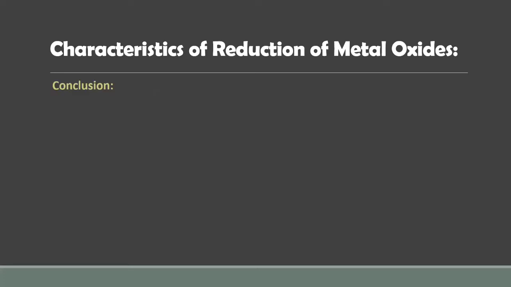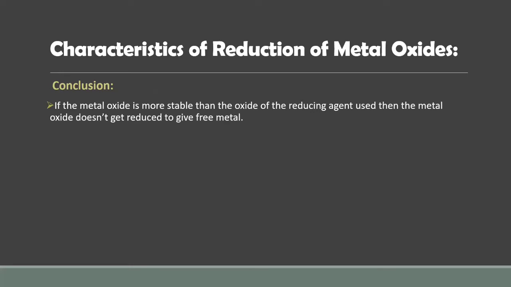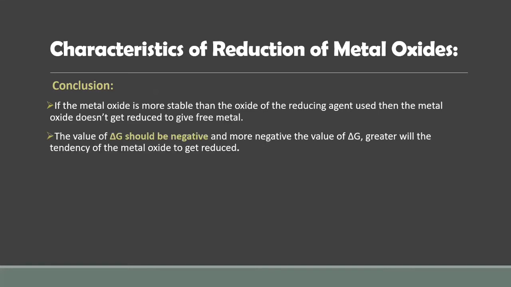So what can we conclude from the earlier reactions? We can say that if the metal oxide is more stable than the oxide of the reducing agent used, then the metal oxide doesn't get reduced to give free metal. The second thing we can conclude is that the value of delta G should be negative, and the more negative the value of delta G, the greater will be the tendency of the metal oxide to get reduced.